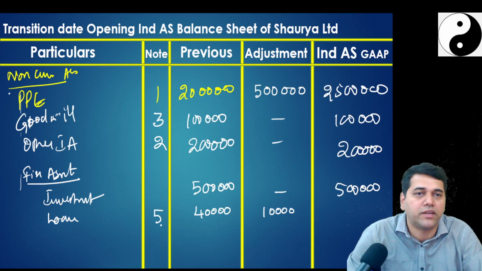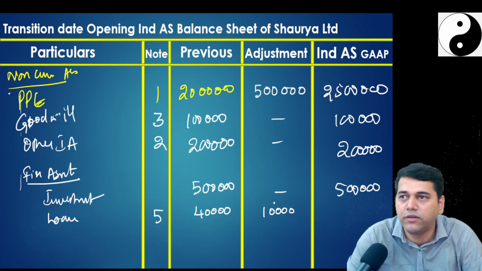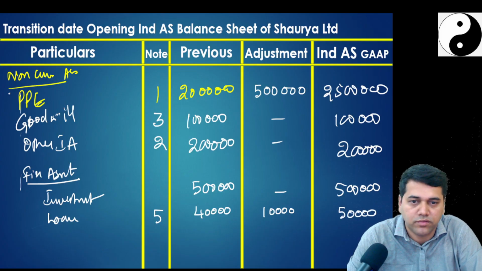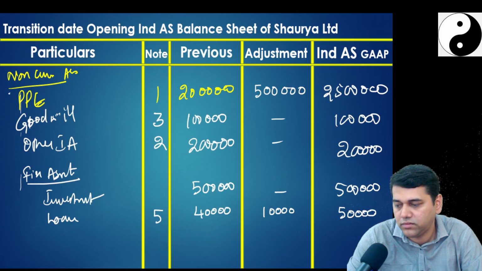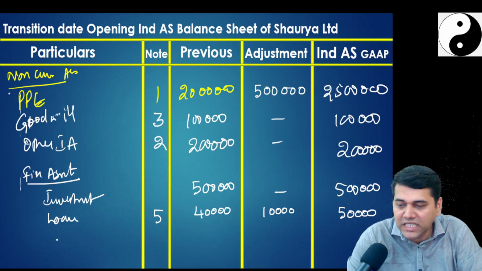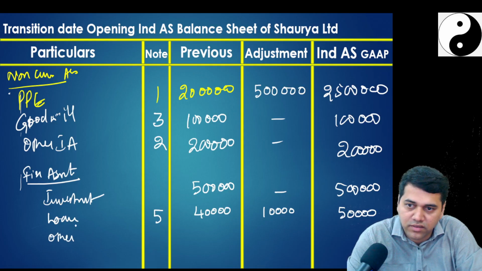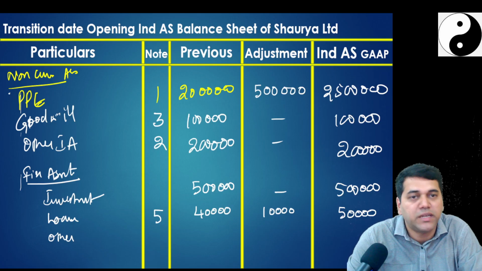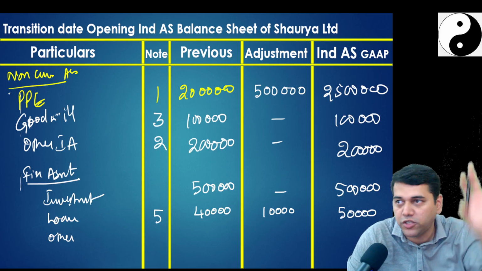This is the loans given. I have taken one loan given, no? So that plus this total becomes 50,000. You have got other financial assets. See, non-current assets, financial assets, investment and loan you should show on the face as per schedule 3.